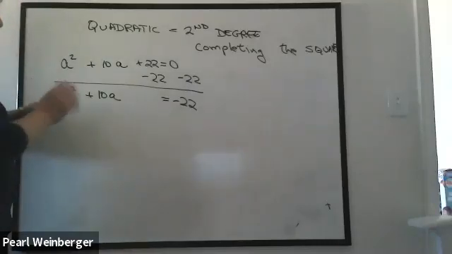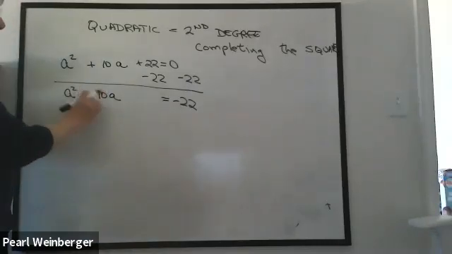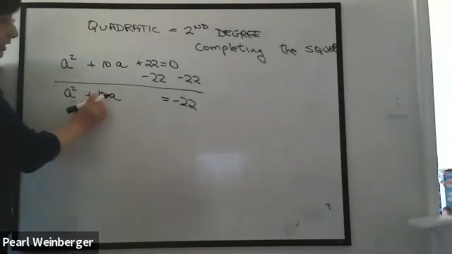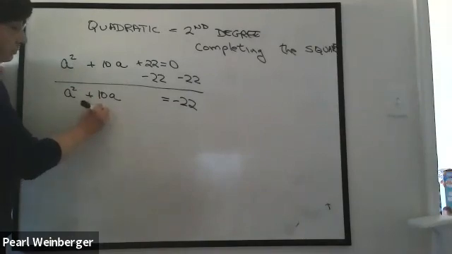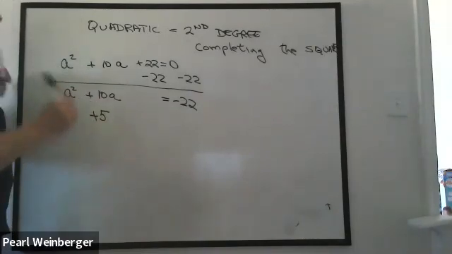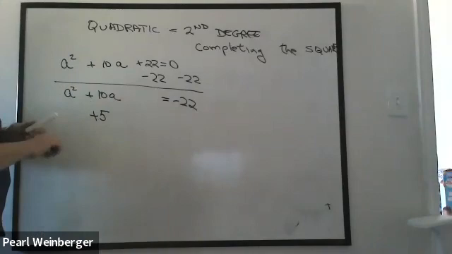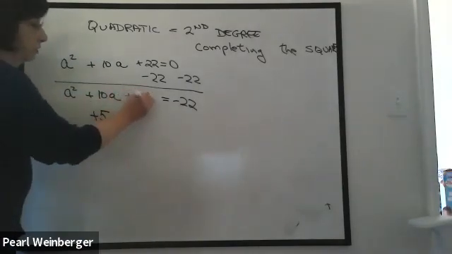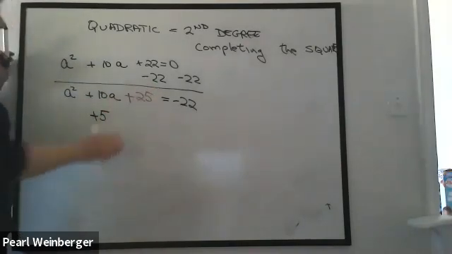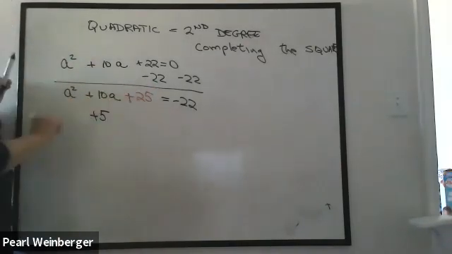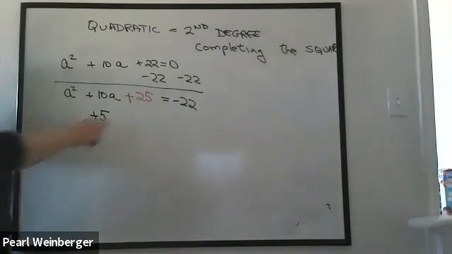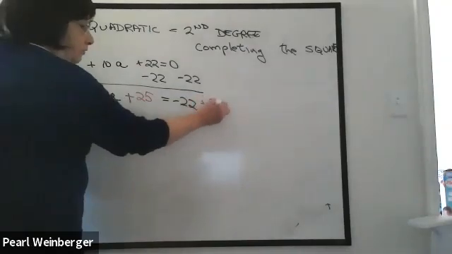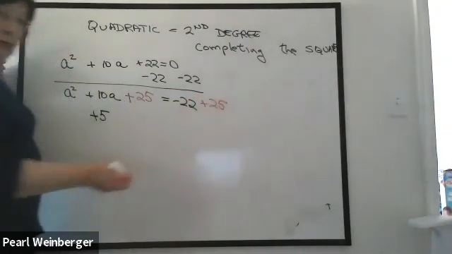And what we do is we take the number that's in front of the a or the x term, which is the 10, divide by 2, so that gives me 5, and multiply that number by itself. 5 times 5 is 25. 25 is the number that I have to add to make that into a perfect square binomial. Of course, when I add 25 to one side, I've got to add the 25 to the other side as well.